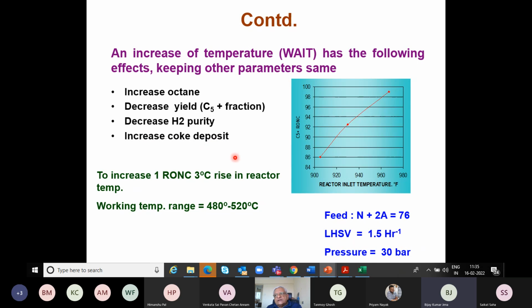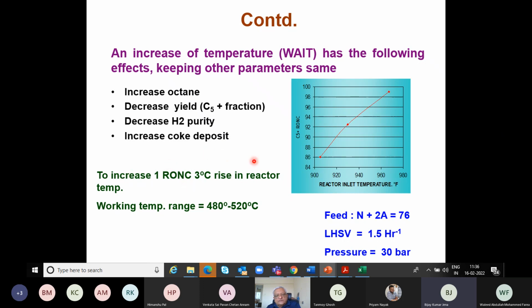Now, you can understand that if I have a technology like semi-regenerative reforming, where I regenerate the catalyst once in a year, I would not like too much coke deposit. So generally in those types of reformers, I will not go to high temperatures. But in a CCR type of reformer, where I'm continuously regenerating the catalyst, it makes more sense to go to a high temperature, because if there's a coke deposit, at the same time I'm regenerating the catalyst as well. So CCR reformers have actually helped us to go up on weighted average inlet temperature.